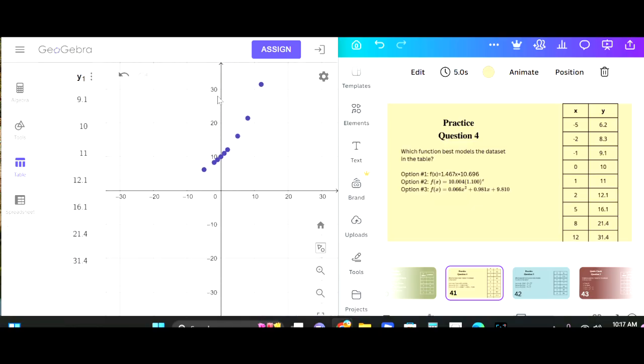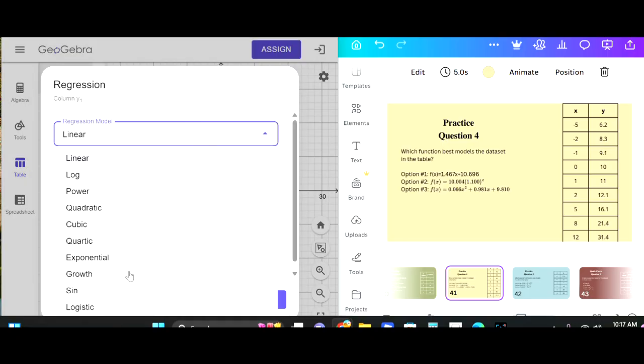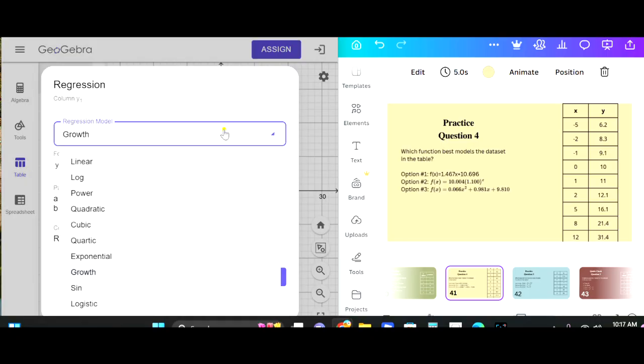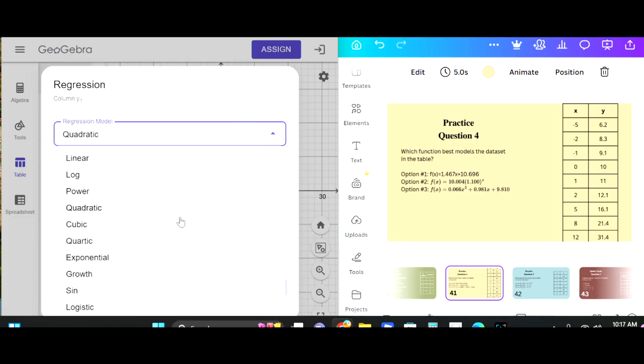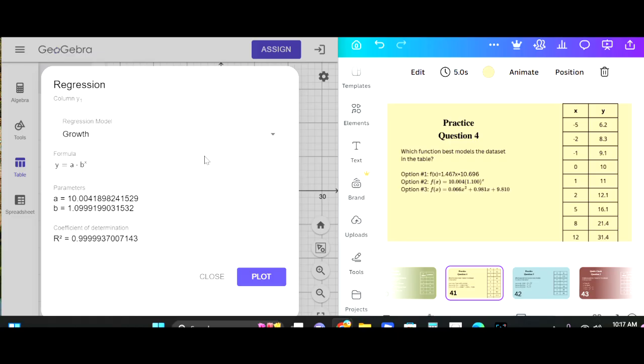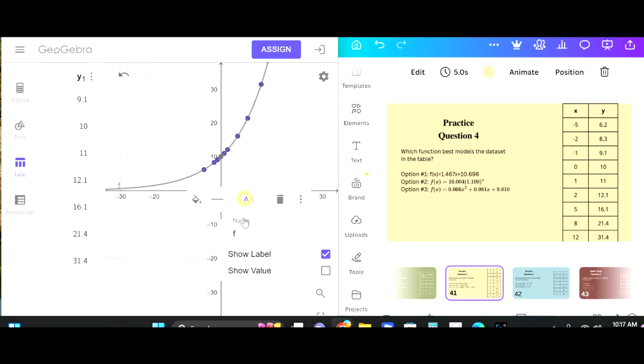Okay, that's got some curve to it, so I'm going to go regression. I'm guessing it's growth. That's pretty close. Let's check quadratic. Ooh, 0.9986, growth. Oh, okay, so it's going to be growth. Okay, so plot. Let's find our formula. So our formula is going to be f of x is 10.004 times 1.10 raised to the power of x. It's going to be option number 2.